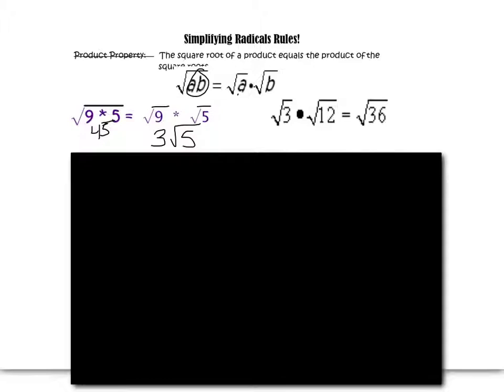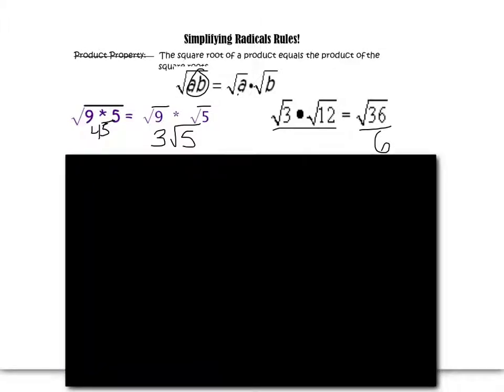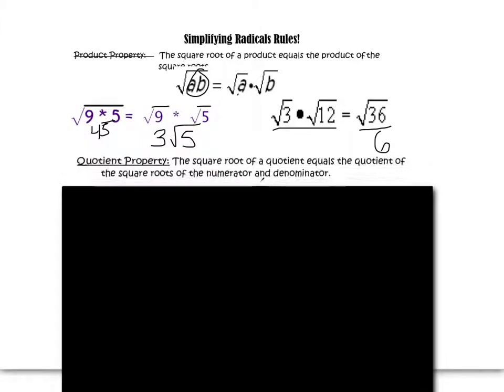You can also go in the forwards direction, and when you are multiplying two square roots, you get the square root of their product. 36, which would be 6. So multiplication, in my opinion, is pretty easy. You can separate it, you can combine it, both are legal.